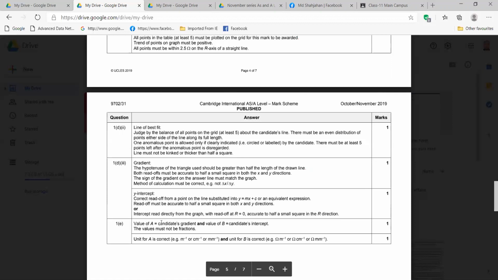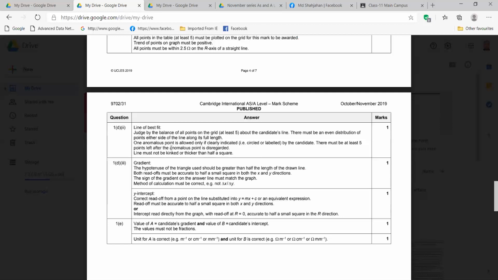Okay, so here the last one you understand. Line must not be kinked or thicker than half a square. That means sometimes you are not using a sharp pencil, right? That time your line might be thicker, so that one is not accepted. Sometimes you are rubbing that line and drawing again, but your rubbing is not proper, so one is overlapping with another one. That time also the line is becoming thicker, right?